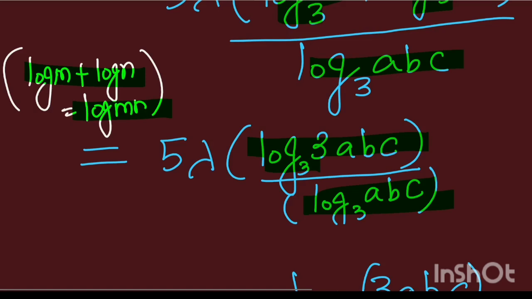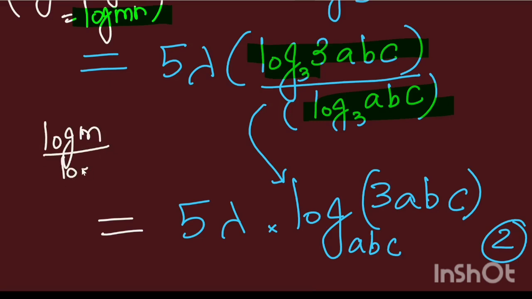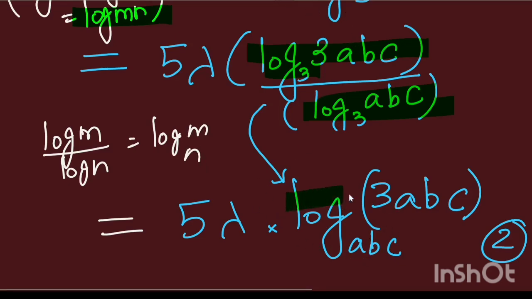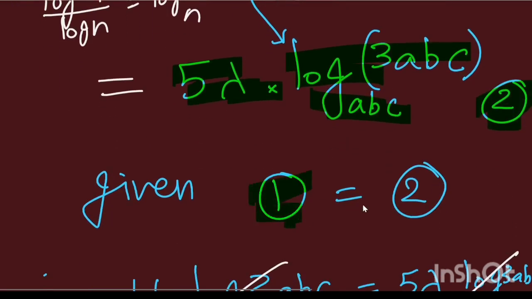Okay. So now from here to here we can write this as this using log m upon log n is log m base n. So this becomes log 3ABC base 3ABC. Okay, log 3ABC base 3ABC, and lambda in multiplication as it is. This is the second. LHS and RHS are the same.